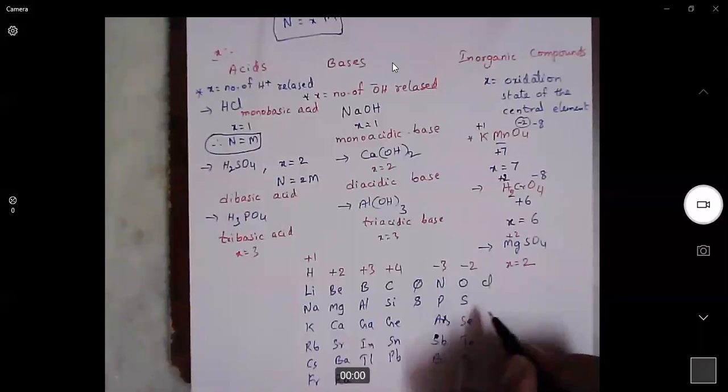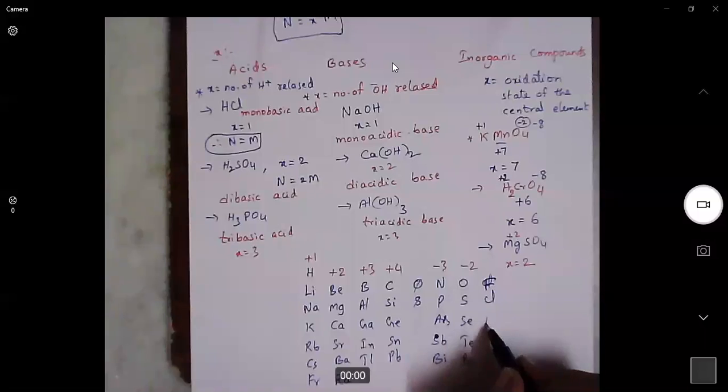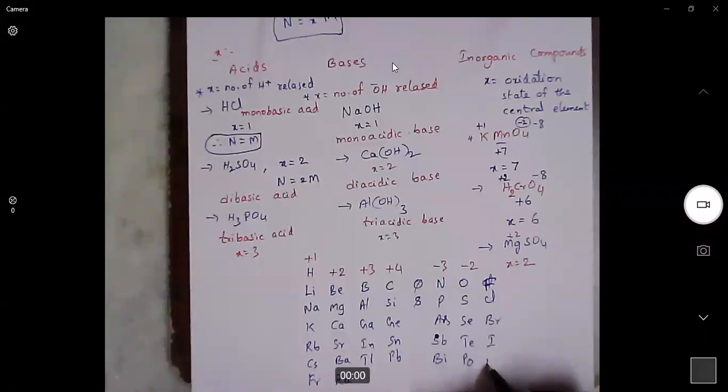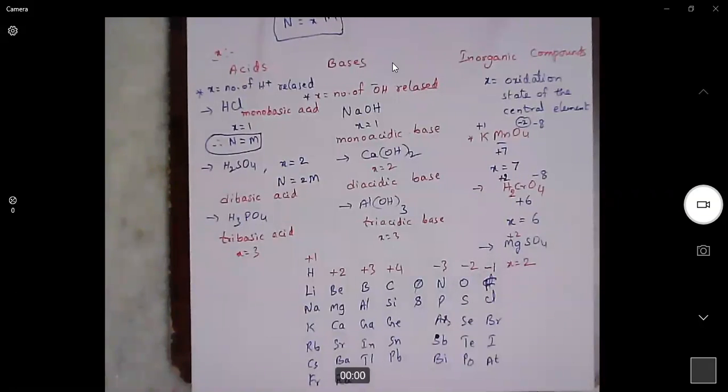Halogens: fluorine, chlorine, bromine, iodine, astatine, they are all stable in minus 1 oxidation state. So they take 1 electron so that they become noble gas configuration.